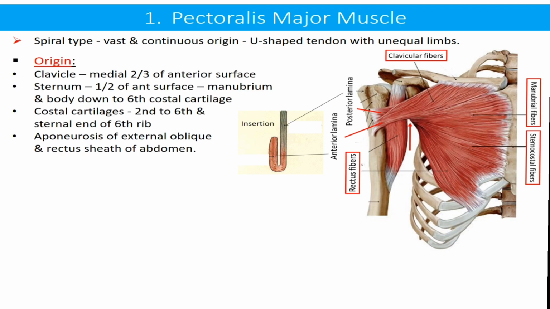As regards its origin, it has got a vast origin. Number one, from medial two-thirds of the anterior surface of clavicle. Number two, half of the anterior surface of the manubrium and body of the sternum down to 6th costal cartilage. Third, second to 6th costal cartilages and sternal end of the 6th rib. Fourth, aponeurosis of the external oblique and rectus sheath of the abdomen.